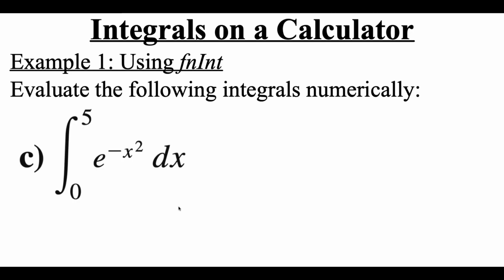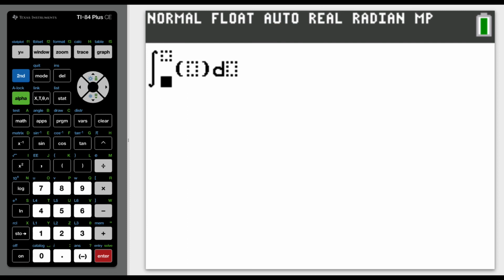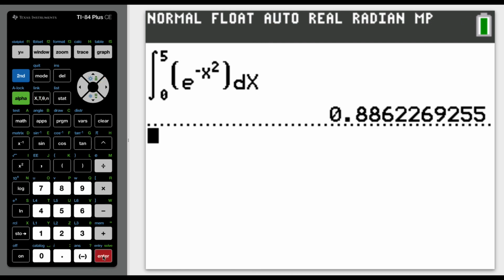And then our last example, we've got the function e to the -x squared dx, and we're integrating that from 0 to 5. So in my calculator, I go math, I go down to that numerical integrator. Our lower limit was 0, our upper limit was 5, our function was e to the -x squared, and our variable again is x. I hit enter, and I get an answer of about 0.89 if I round that one off.